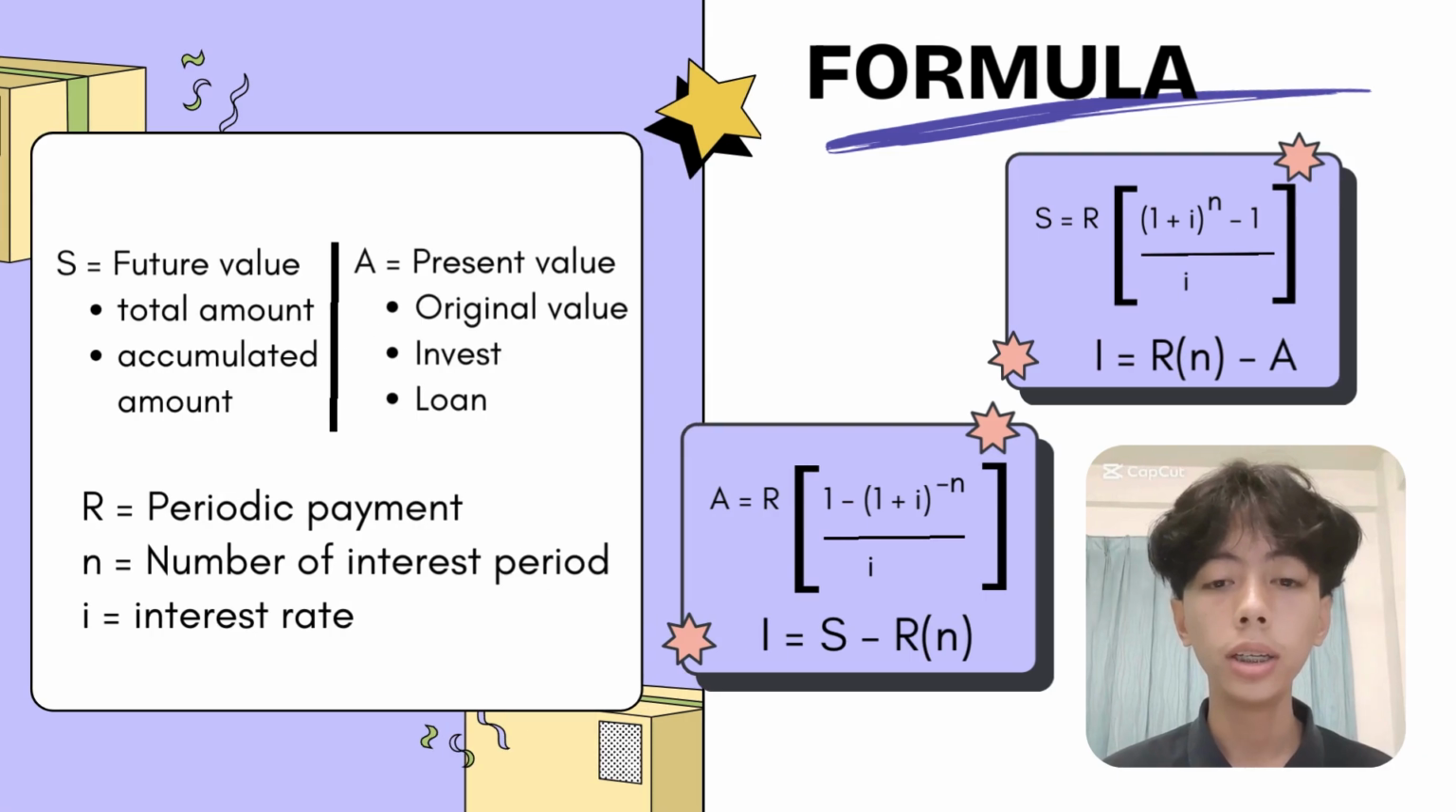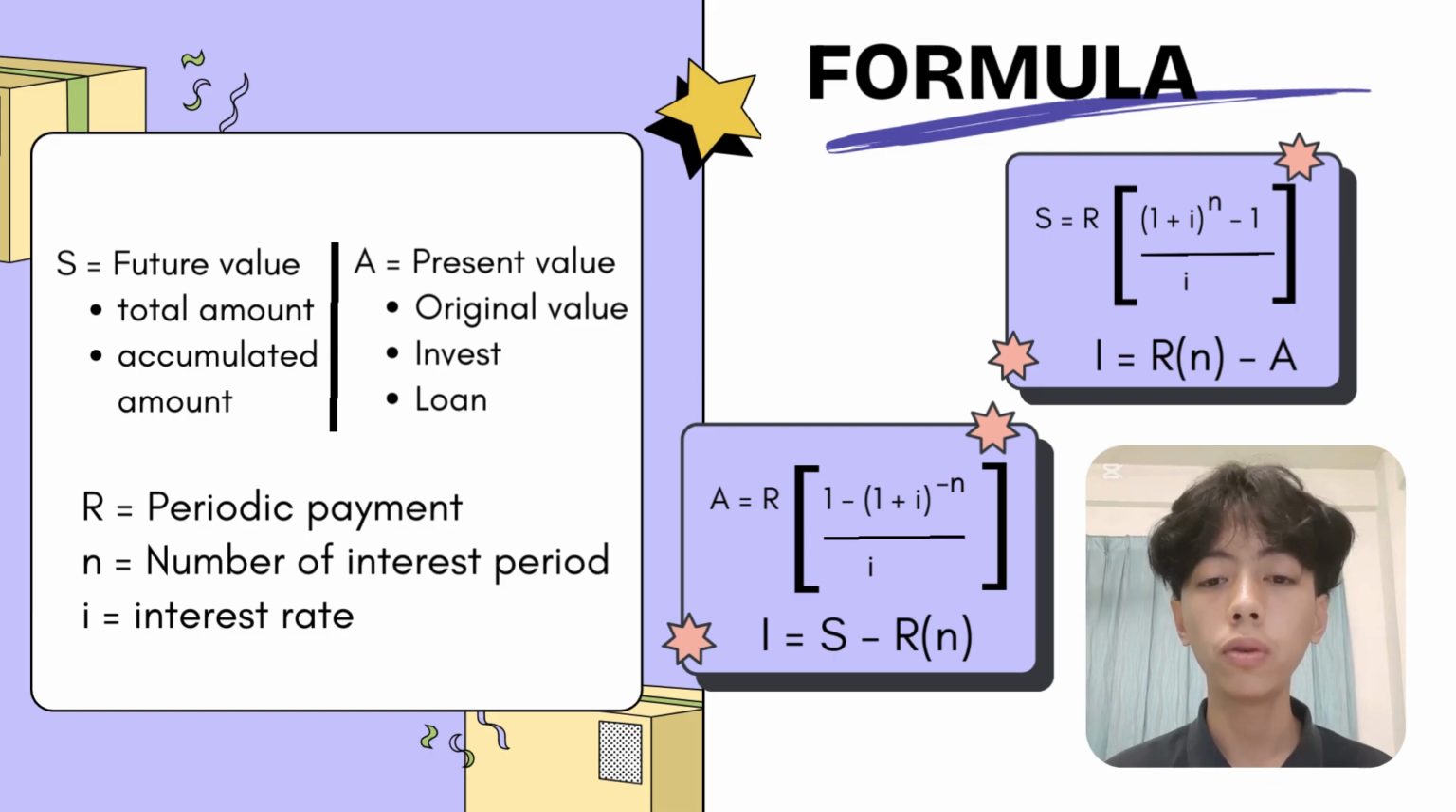Annuity formula. In this part, we should know what S, A, R, small n and small i stand for. So what is S? S is the future value, or we know it as total saving or accumulated amount of unpaid payment. Next is A. A is the present value of the annuity, or known as the original value, investment or loan. The third one is R. R is periodic payment, and small n stands for number of interest periods. Last but not least, small i stands for interest rate.